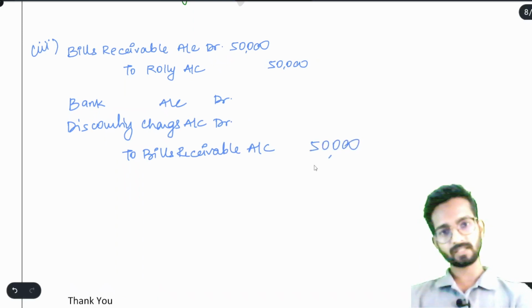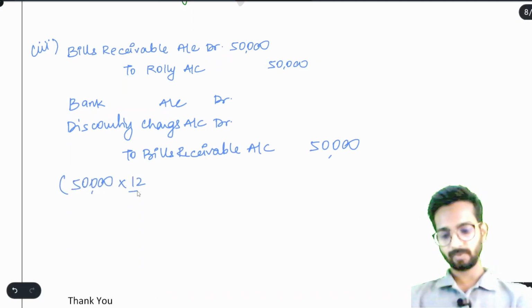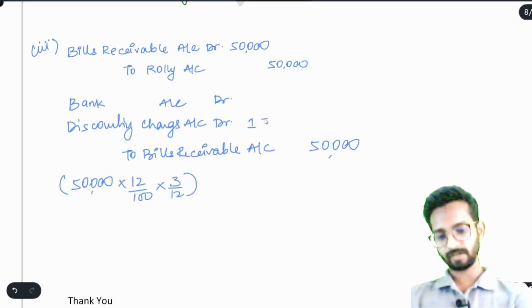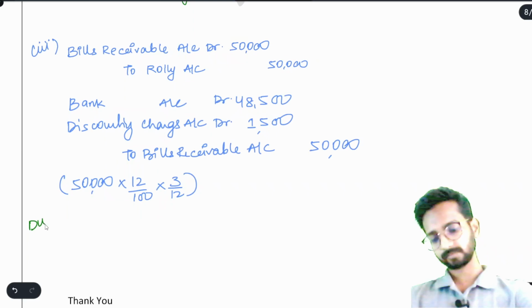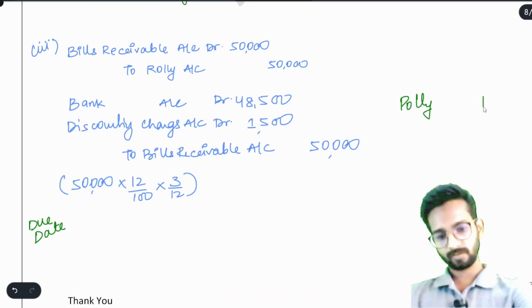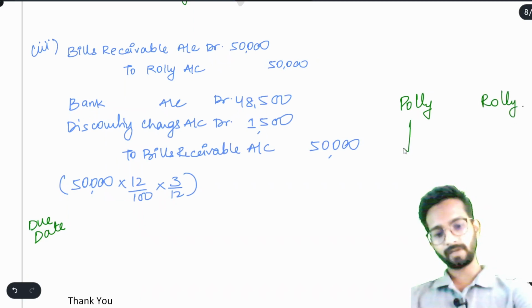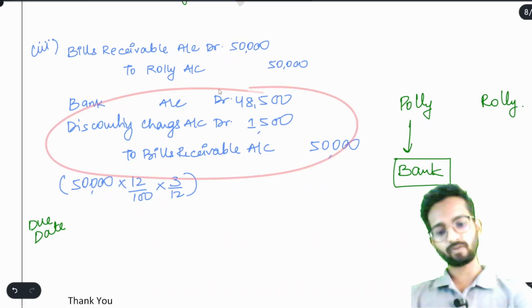So bills receivable were 50,000 rupees. We went to the bank and asked for a short term loan. So the bank deducted discounting charges. How much? 12% only for 3 months, so the amount will become 1,500 and here it will come 48,500. Simple enough. Now after this, what has happened on the due date? See what is the scenario? Polly, Rolly. Polly went to the bank and discounted it. This is the discounting entry we have already passed, that we have got a short term loan.